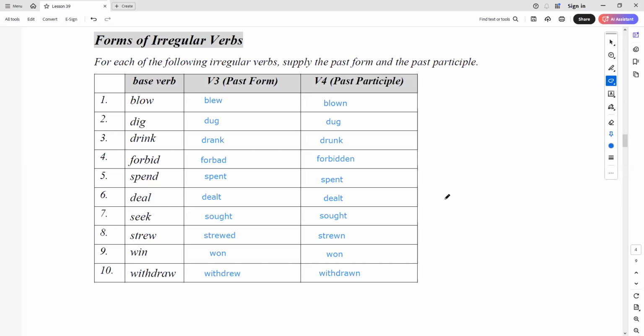Okay, very good. And then we come to number 9. Number 9 is win, won, won. So never read it wrongly again. Okay, win, won, won. Got it?